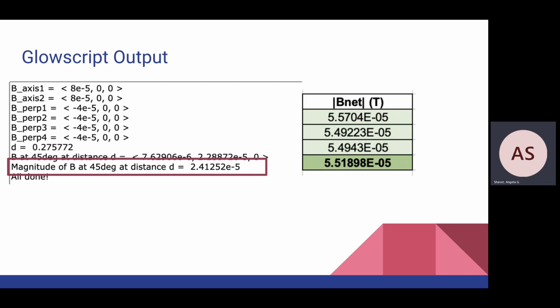However, they are different, and that's because the GlowScript model only accounted for the magnetic field coming from the bar magnet, where in reality, there could have been other magnetic fields from other electronics or materials in the room that could produce magnetic fields that would interfere with the field of the bar magnet. So that explains the difference there.